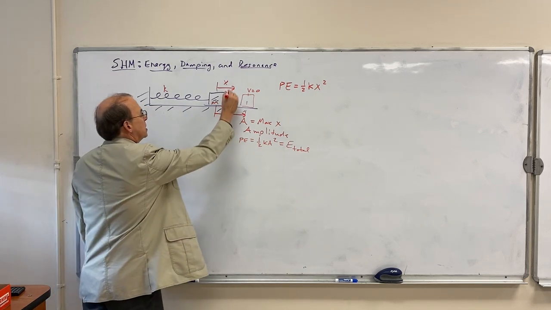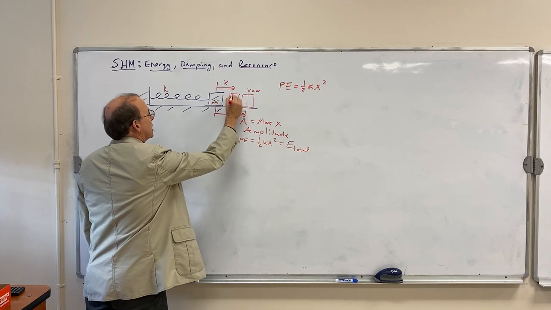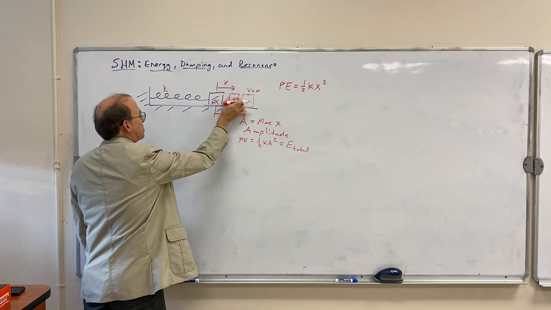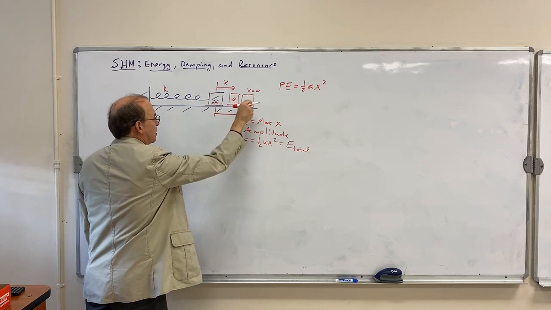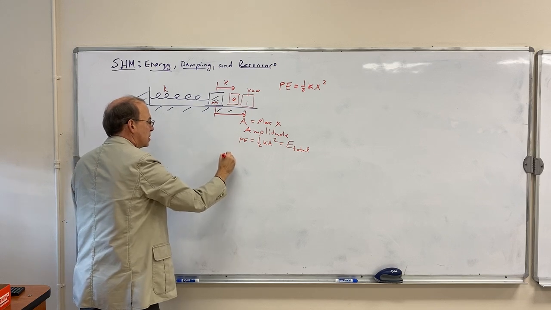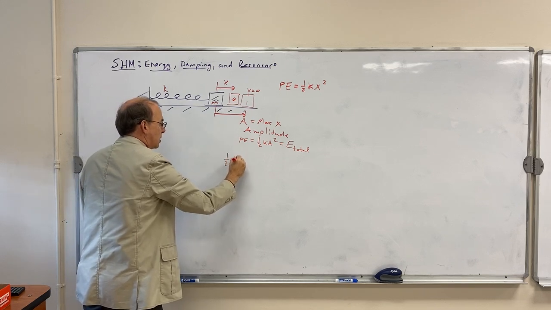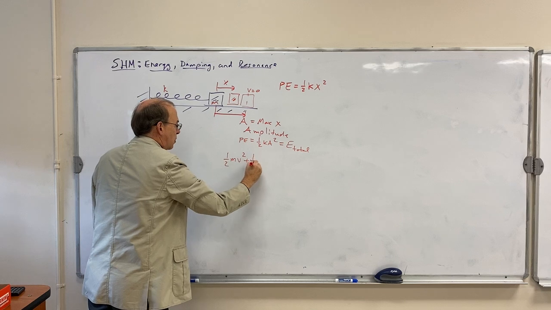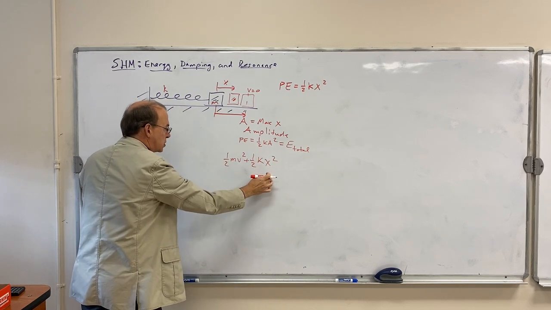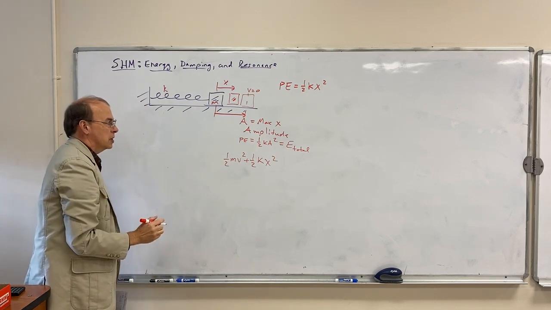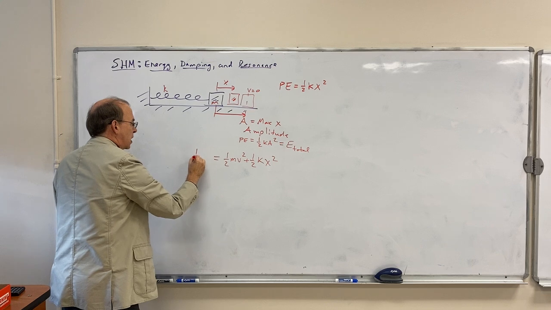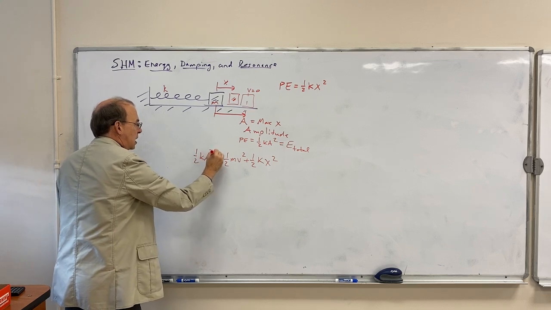Anywhere in between, say at this x, where the system does have a velocity, the mass might be going that way or it might be going that way, the system has some energy 1/2 mv squared plus 1/2 kx squared. It has a potential energy plus a kinetic energy, but that always has to equal this total energy 1/2 Ka squared.